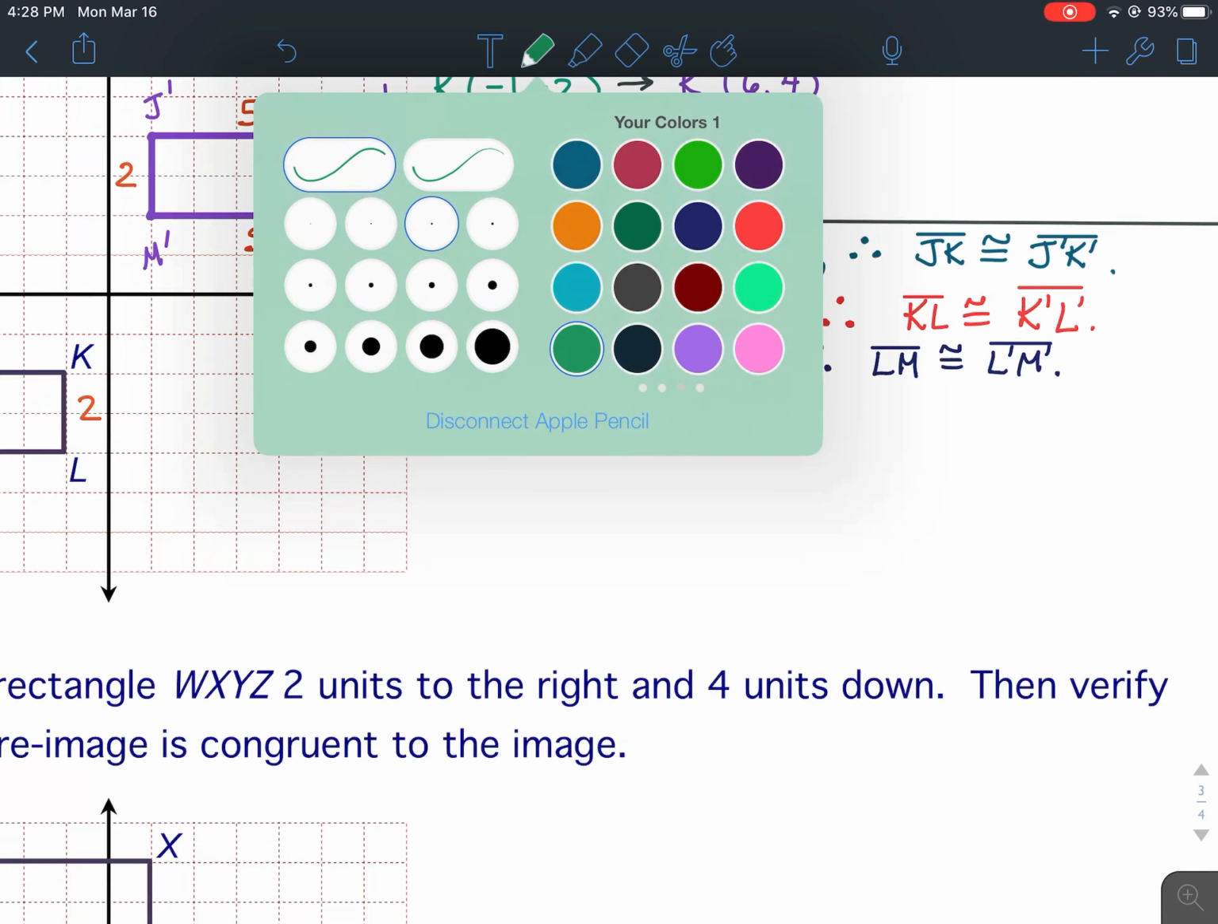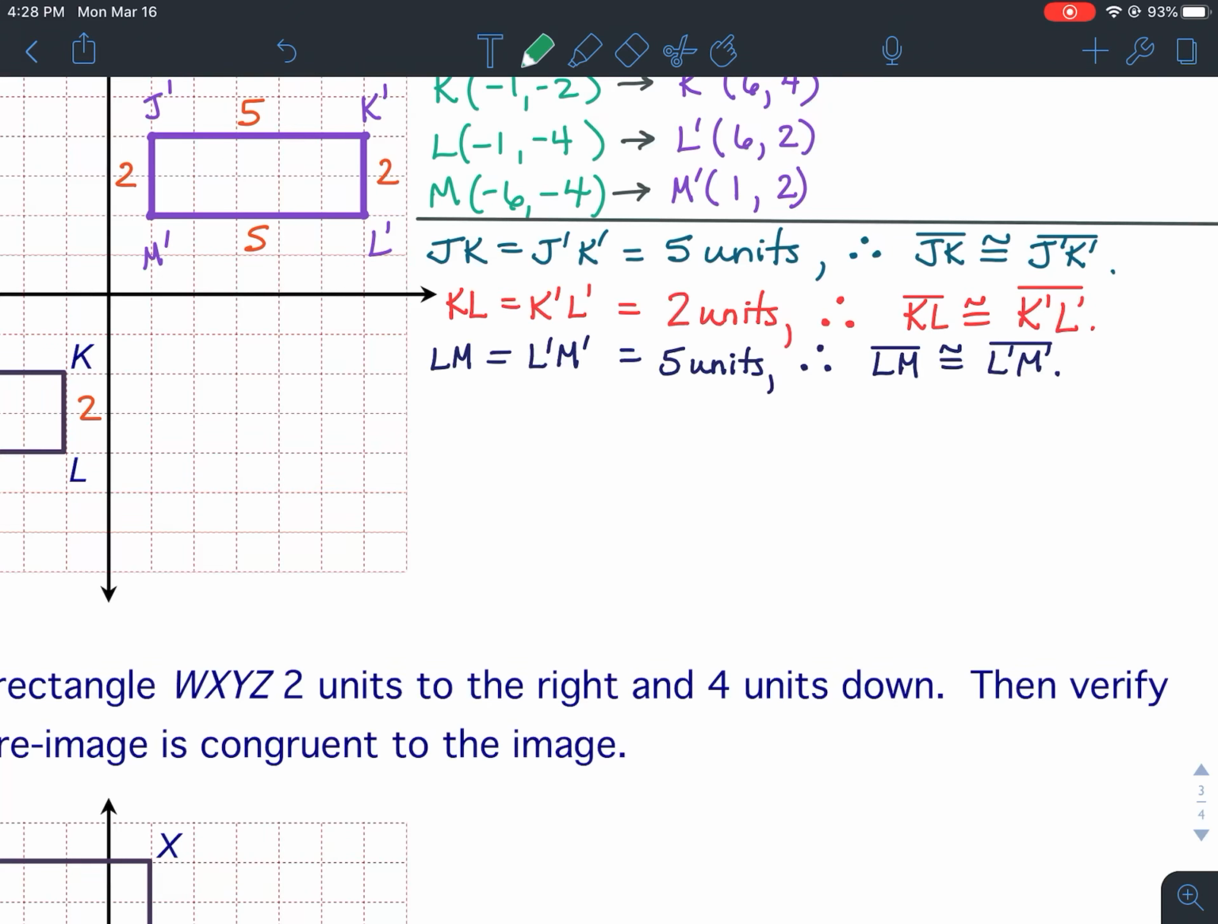One more. We've got, you could put MJ or JM. It is completely up to you. It's the same thing. I'm going to use JM. So the length of JM equals the length of J prime M prime, which equals 2 units. Therefore, JM is congruent to J prime M prime.